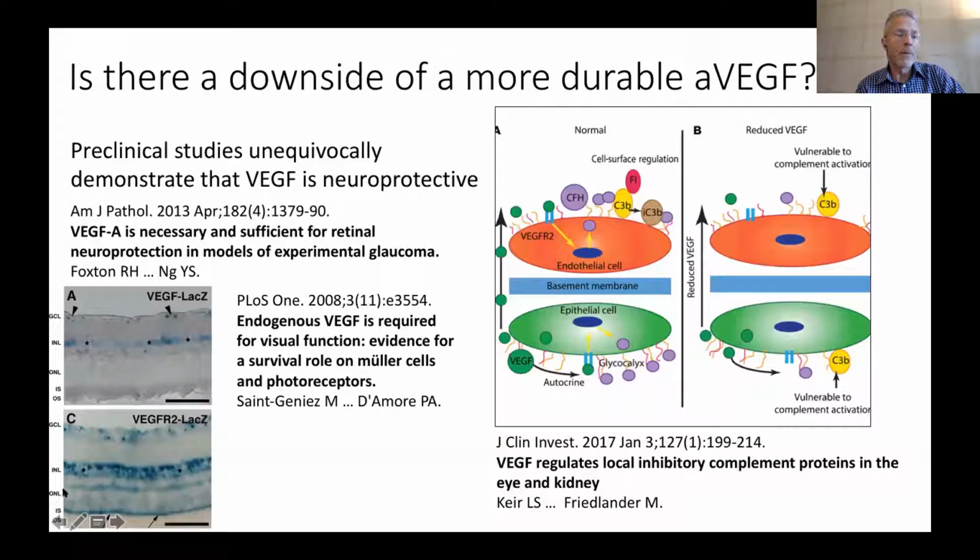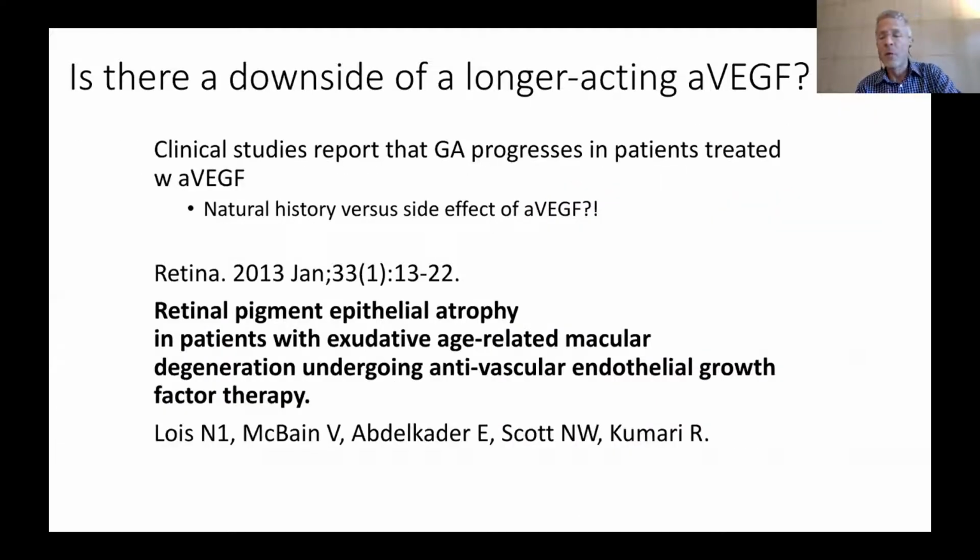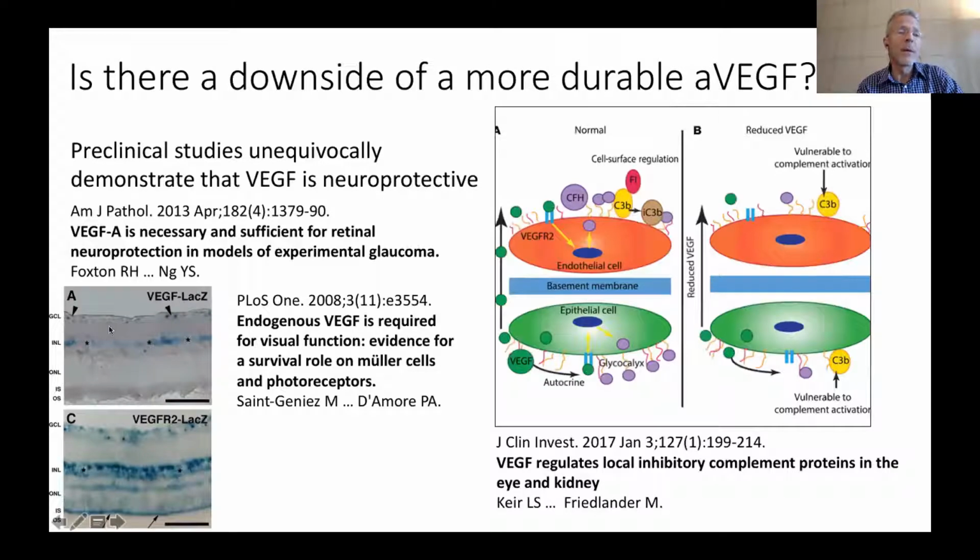The bottom section here is another reporter mouse where LacZ was driven by the VEGF receptor instead of the VEGF promoter. What this mouse tells us is which cell types are expressing VEGF receptor and potentially responding to the VEGF that is being made by these cell types. As you can see, there are multiple cell types within the retina, not only the endothelial cells, that express VEGF receptors. And this is a healthy animal.